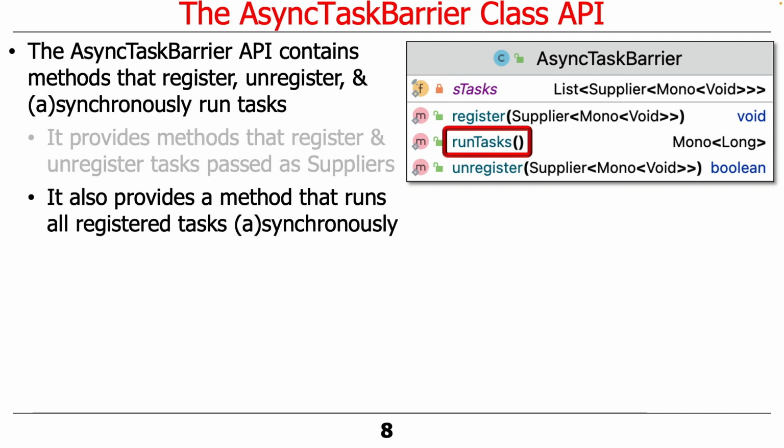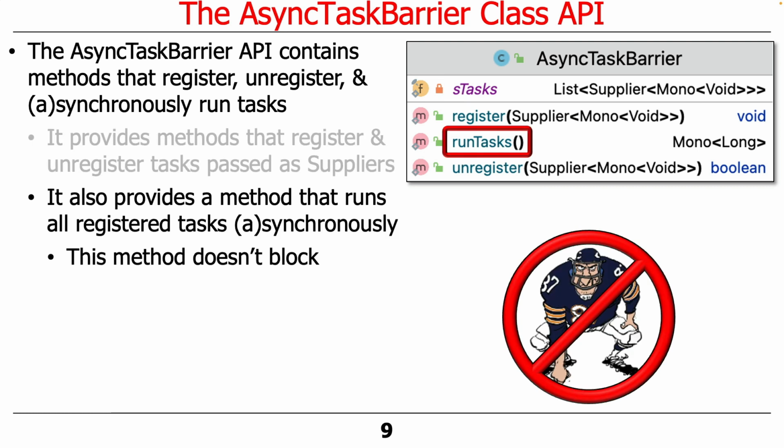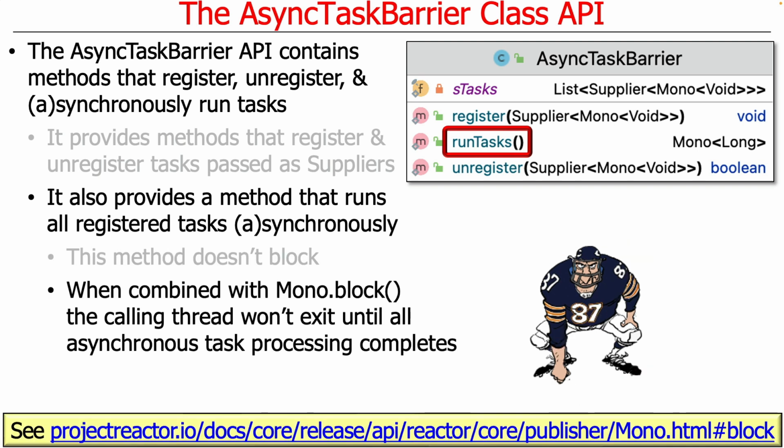And then here's the method that actually runs. And this run task method doesn't block. And therefore, if you need it to wait, which you probably should, because we don't want the main program to exit before all the computations are done in the background running asynchronously, then you need to call the block method to block until everything's finished.